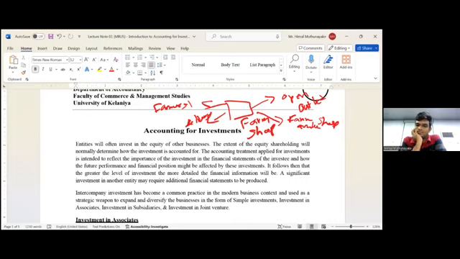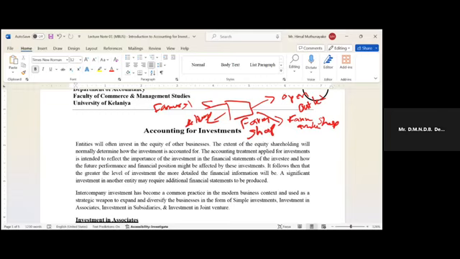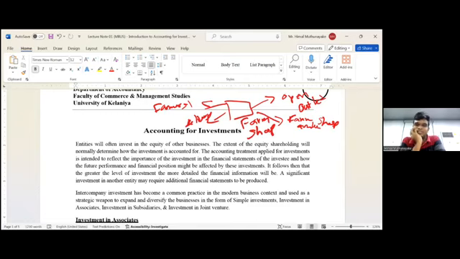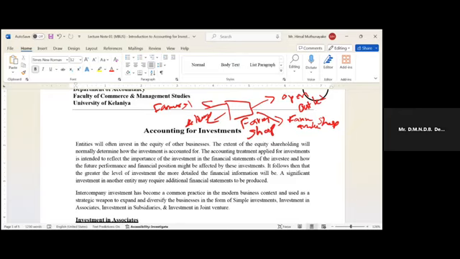Think out of the box and acquire a logistic function. Yes, very good. So you can acquire a logistic company, basically a delivery company. Yeah, very good.